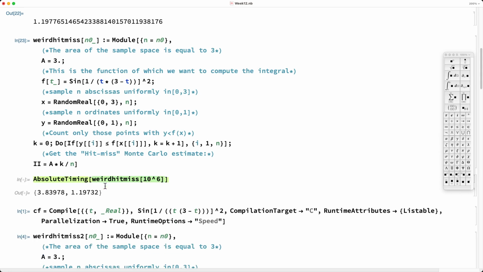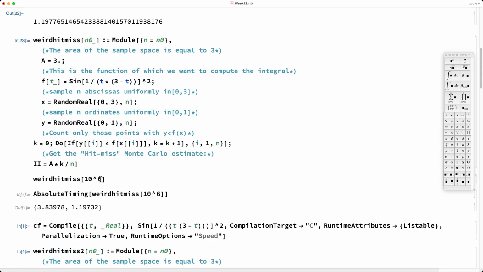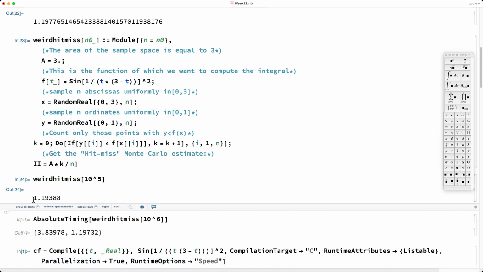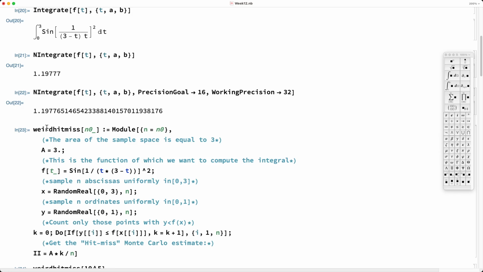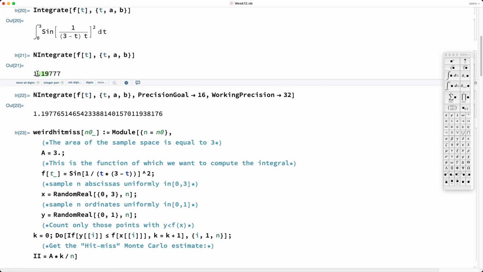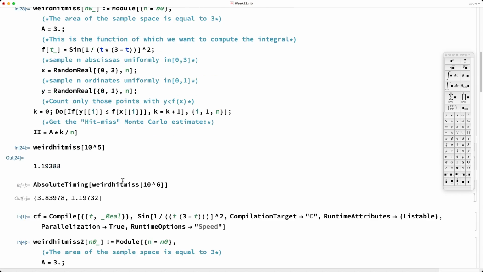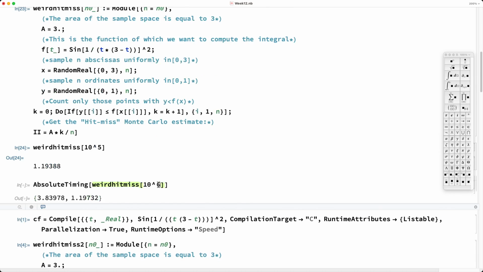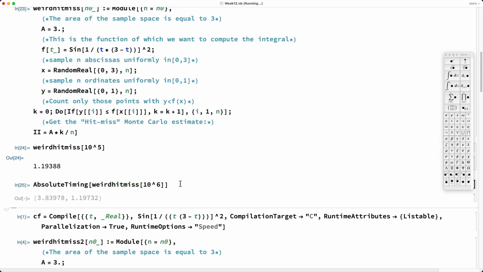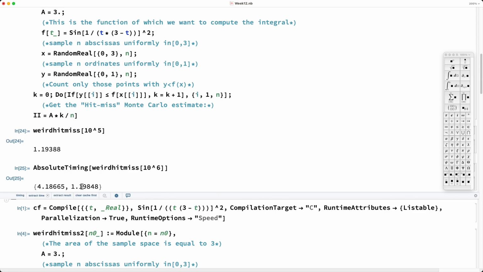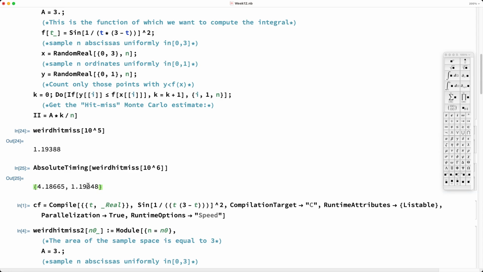Initially, let's try 10 to the 5th or 10,000 samples, and we get this approximation 1.19, which is not too bad, but we have about 2 digits of accuracy, and the third digit is off. If we want higher accuracy, we can try 10 to the 7th, or 10 to the 6th, that's 1,000,000 samples. And it takes about 4 seconds to run, and we get only slightly higher accuracy.